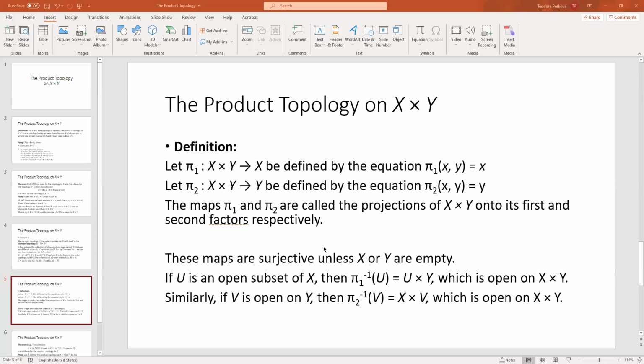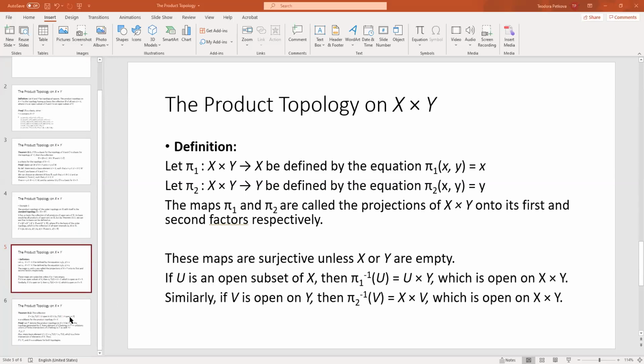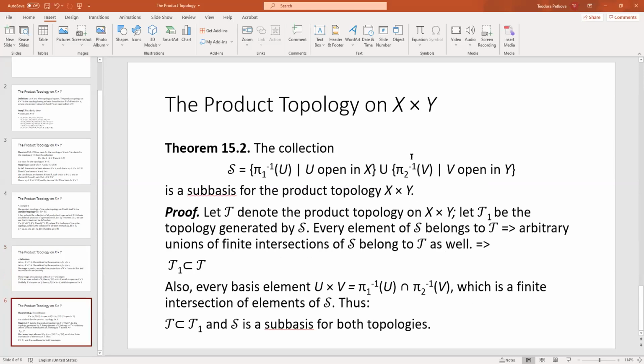And if U is an open subset of X, then the inverse image of U under pi1 gives us U cross Y, which is open in X cross Y. And if V is open in Y, then the inverse image of V under pi2 equals X cross V, which is again open in X cross Y. So this allows us to define a subbasis of the product topology using those two functions.